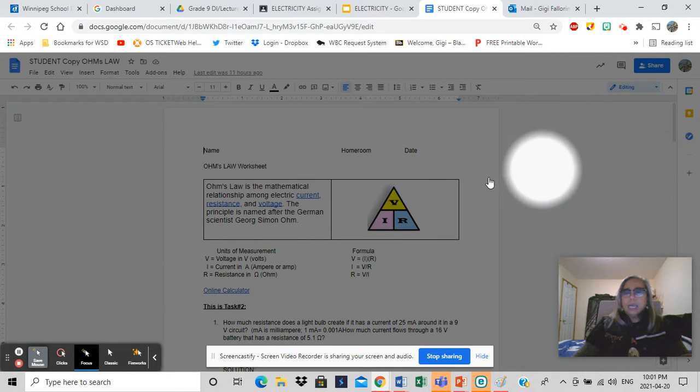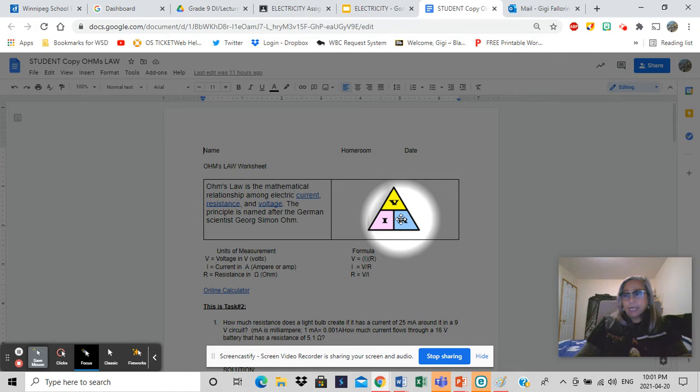It all centers on the triangle formula again, on the three variables: V for voltage, I for current, and R for resistance. And as always, please be mindful of the units. For voltage, that would be V or volts. For current, the unit would be A or ampere. And R would be resistance, and the unit would be the ohm, or the Greek letter omega.